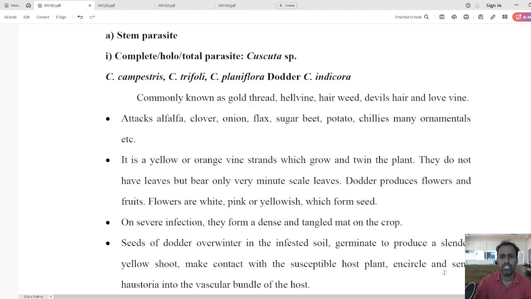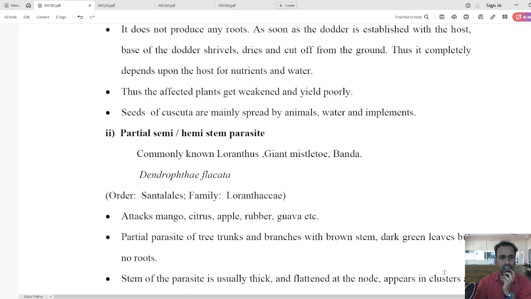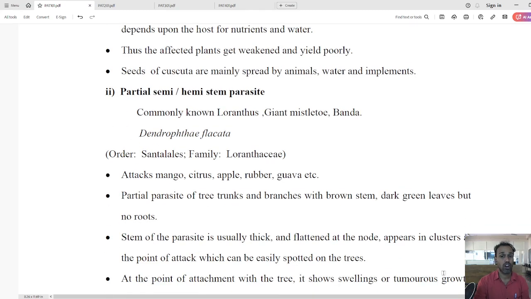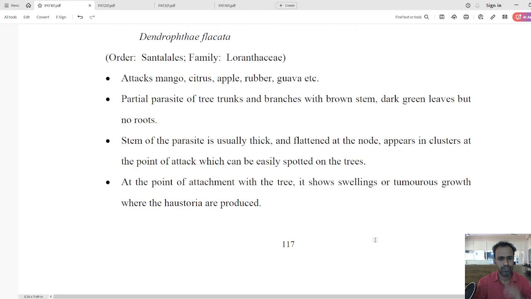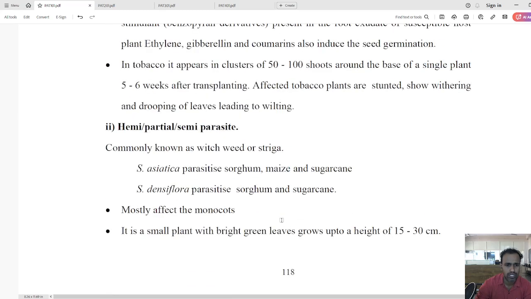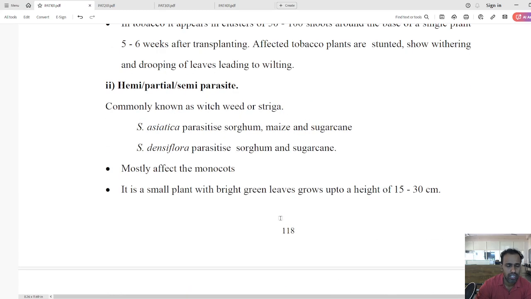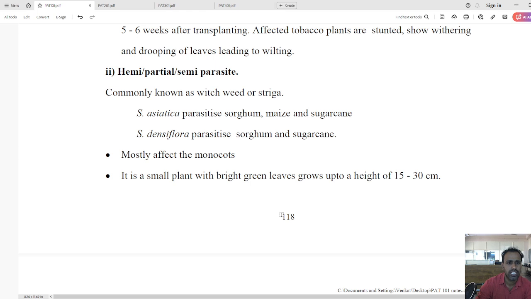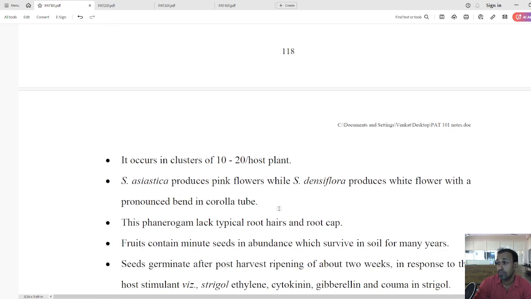Some examples: Cuscuta campestris and so on. Partial parasite is commonly Loranthus, Dendrophthoe. Complete root parasite, broomrape or tokra, is Orobanche species. Striga asiatica is the hemi or partial root parasite, found on sorghum, maize and so on.